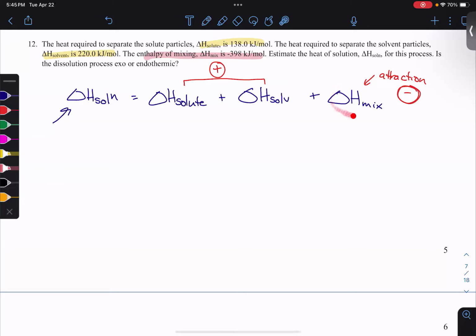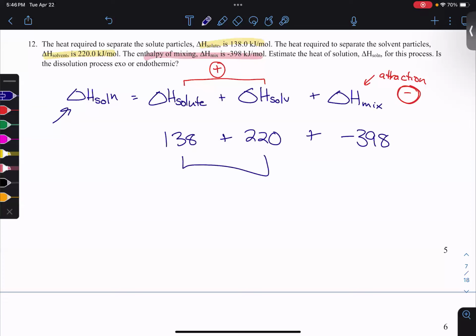So when your delta H of mixing is really strong, your delta H of solution is negative, it's an exothermic reaction. But when your delta H of mixing is weak, it's a small negative number, delta H of solution tends to be a positive number. So when we put all of this together, we can put those numbers in and just get, okay, solute is positive 138, plus your solvent is 220, and enthalpy of mixing is negative 398. So if we add these two numbers together, all right, 138 plus 220, all right?